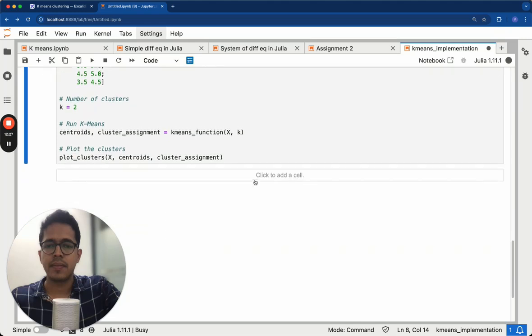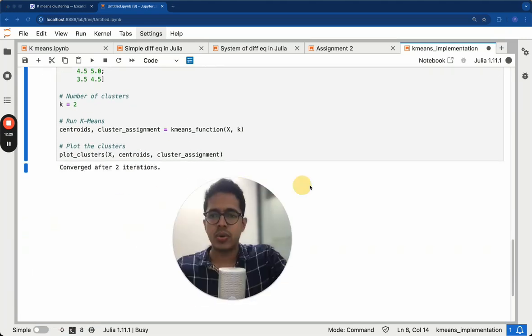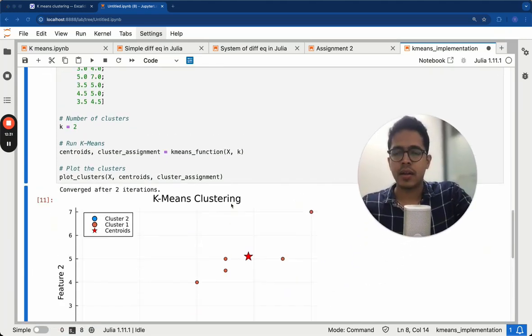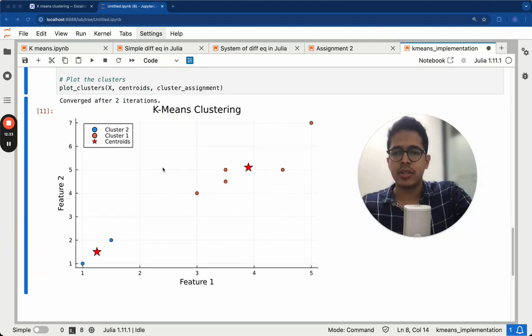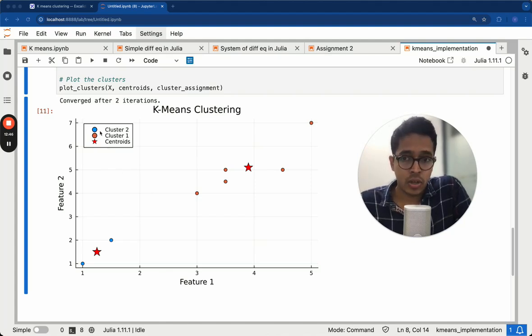We can run. So we are saying k equal to 2, and we are having 7 data points. Here, this is the result of the k-means clustering implementation for these 7 data points. These stars are the centroids, and the blue dots and orange dots are the clusters. Initially, these are all black dots. You have no idea which one is blue and which one is orange. And after 2 iterations, there has been convergence. Here you can see the centroids and the clusters.